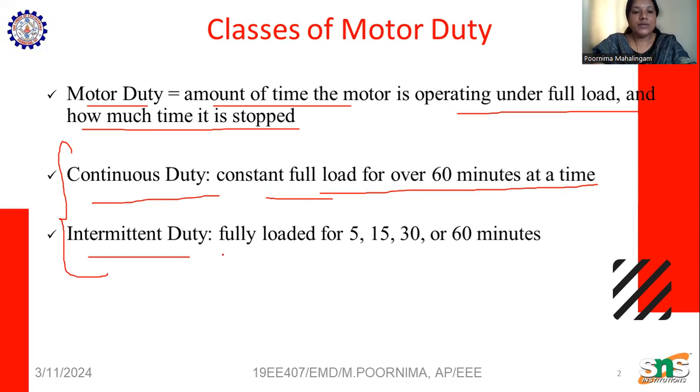Intermittent duty: what do we mean by intermittent? The load runs for 5 minutes and then stops, then runs for 15 minutes and after 10 minutes it stops, then runs for 30 minutes and after that the motor stops. It is continuously on, off, on, off, or it may be 60 minutes. If it runs continuously for 60 minutes, it stays off for 60 minutes, and after that it is on for 60 minutes, and so on. This is intermittent duty. So the two major types of duty are continuous duty and intermittent duty.